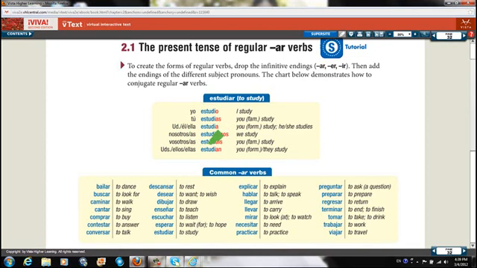And the vosotros we're not going to look at. I'll pronounce it for you. Vosotros estudiáis. Oof. Estudiáis. Who would even want to go there anymore? Thank goodness we don't.